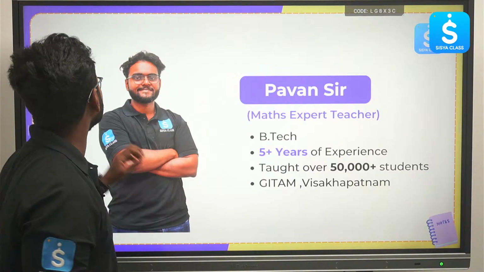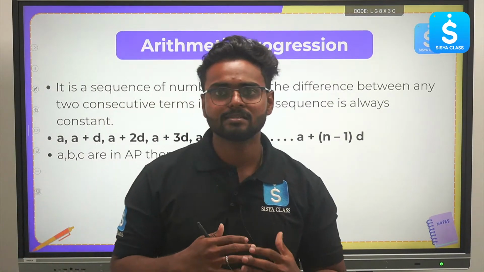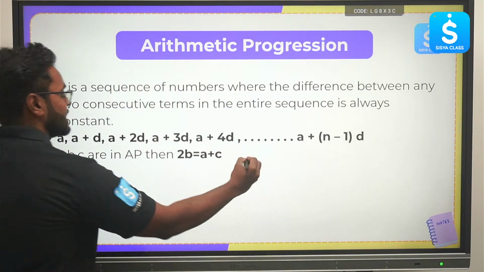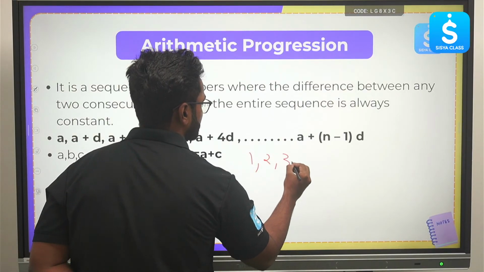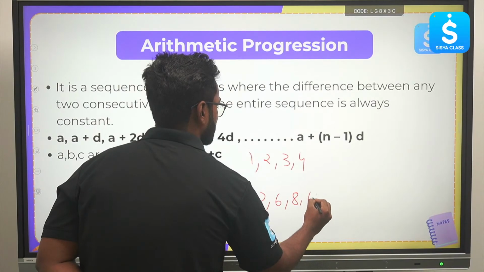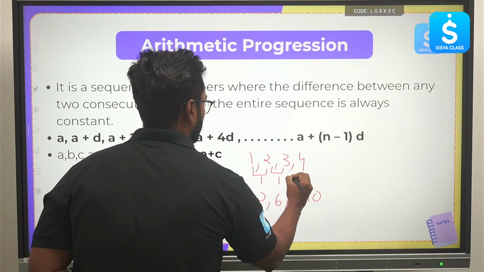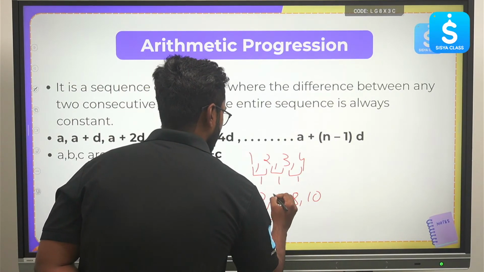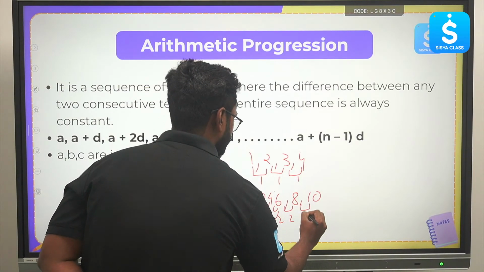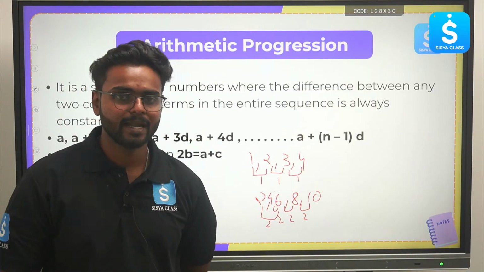A progression is nothing but a sequence of numbers where there is a relative difference between the consecutive terms. Let me give you an example. If you see a sequence like 1, 2, 3, 4 or 2, 6, 10, the common difference is 1, 1, 1 in the first and 4, 4 in the second. We have mainly 3 types of progressions: AP, GP and HP, arithmetic, geometric and harmonic.